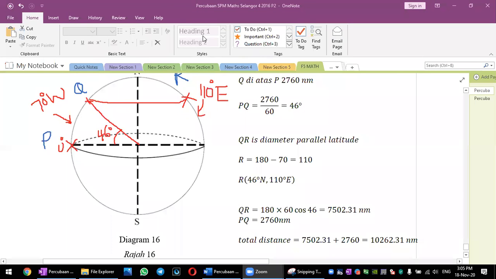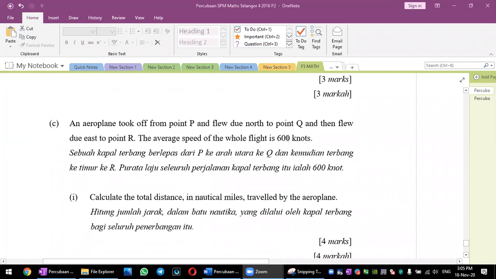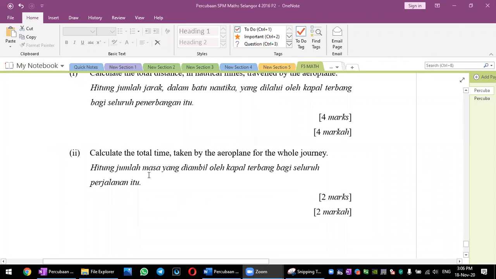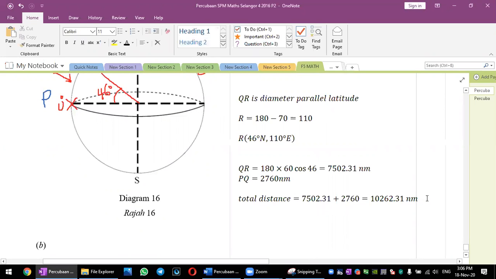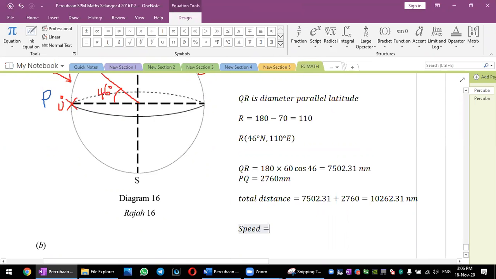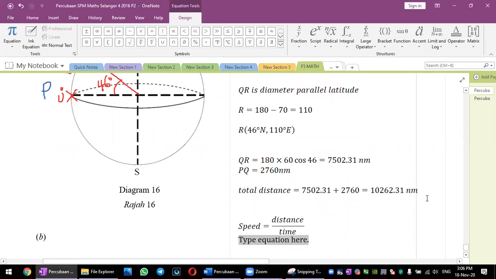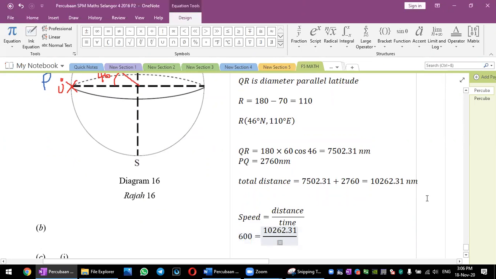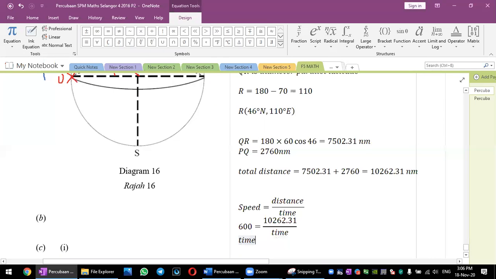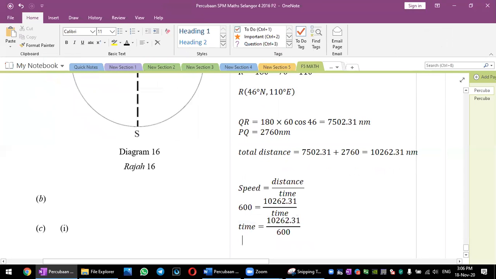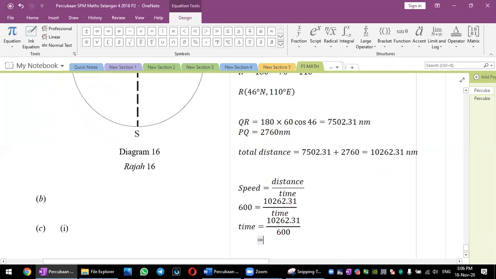Okay, jumlah jarak kita sudah dapat. Okay, then they give us speed just now, right? Tadi ada dia bagi speed. Speed is 600 knots. So they ask you to find total time. Jumlah masa. How to find total time? Remember not? Speed actually is equals to distance over time. Okay, so speed is 600. Distance 10262.31. But the time I don't know. Masa saya tak tahu. So darab silang. Time is equals to 10262.31 over 600.